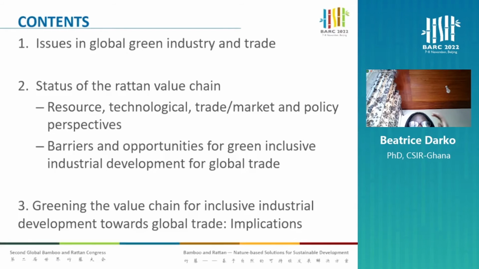Over to you. Okay, so I'll talk briefly about global green industry and trade, and then we'll look at the status of the rattan value chain across the world with some Africa perspective. Then we'll see how we can green the value chain for inclusive industrial development towards global trade.